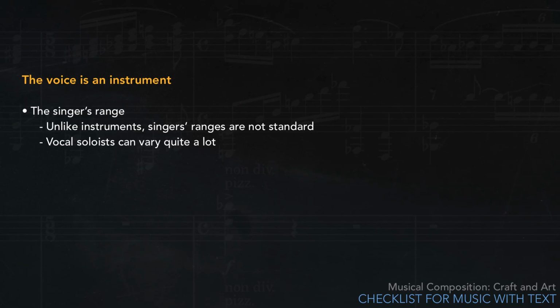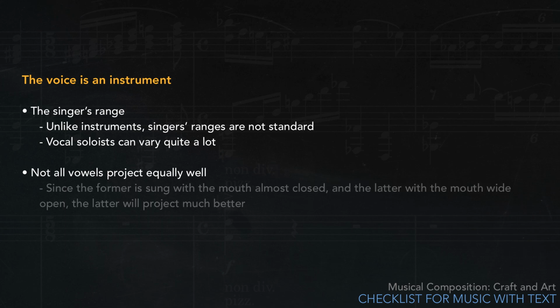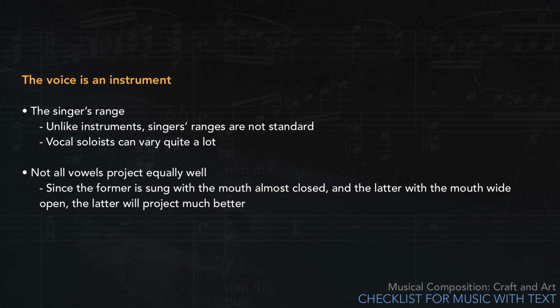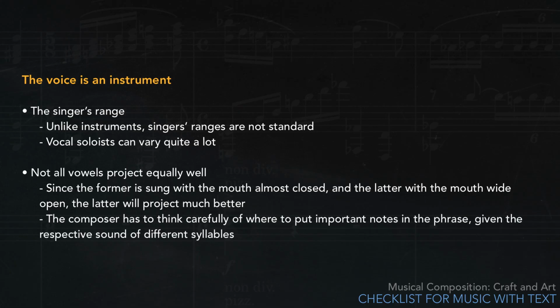Another important point: not all vowels project equally well, especially in extreme ranges. For example, try singing a high note loudly while pronouncing ooh. Now sing the same thing while singing ah. Since the former is sung with the mouth almost closed, and the latter with the mouth wide open, the latter will project much better. The composer has to think carefully about where to put important notes in the phrase, given the respective sound of different syllables.